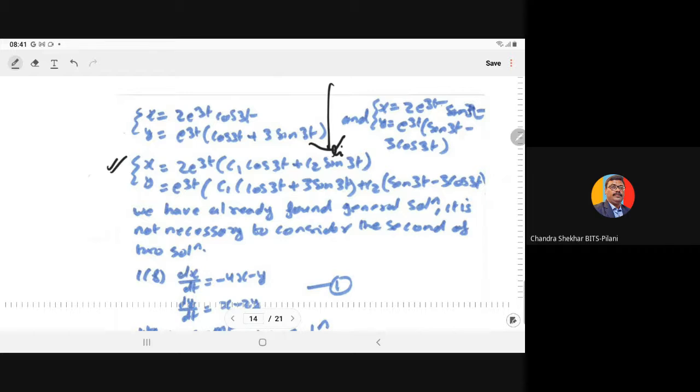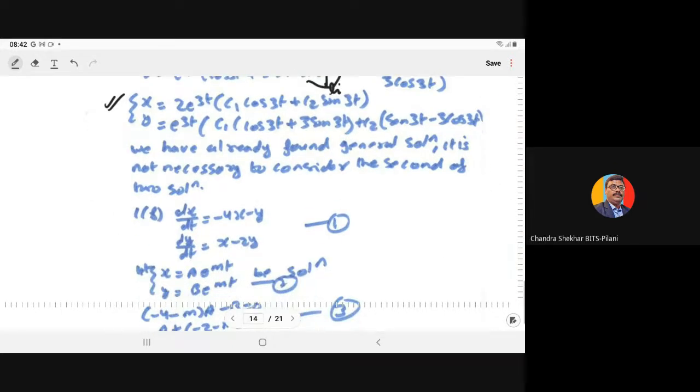So x is equal to 2 e to power 3t into c1 cos 3t plus c2 sin 3t, and y is equal to e to power 3t c1 cos 3t plus 3 sin 3t plus c2 sin 3t minus 3 cos 3t. So is it exactly the same? There also, for the complex root, we have written y is equal to e to power ax into c1 cos bx plus c2 sin bx in article 17. The same thing we have done here. Same theory we are following for the system of equations.